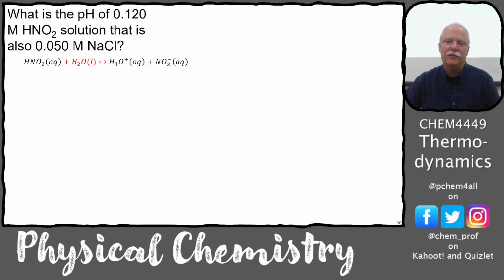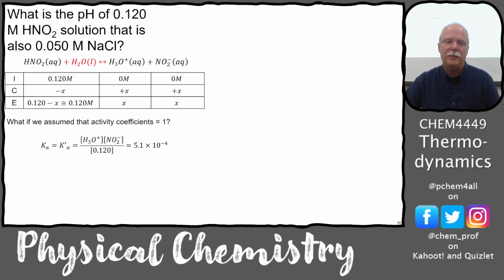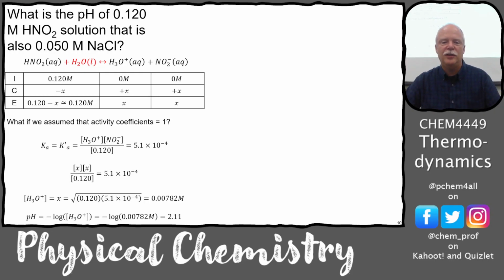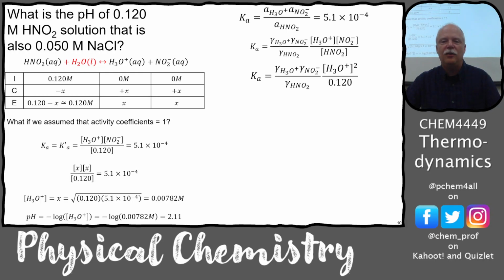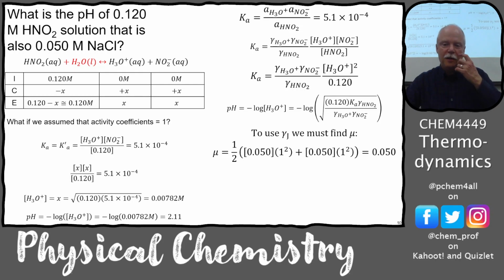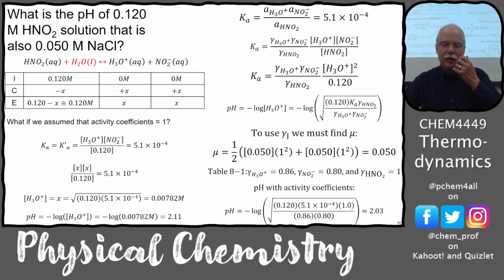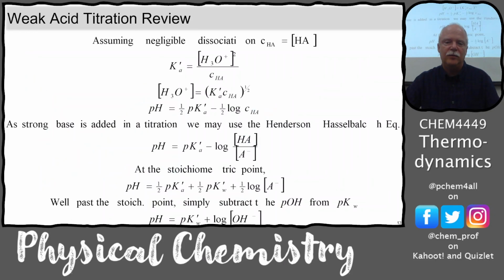There's other kinds of equilibria that we do, like acid-base chemistry. Here would be the concentration of hydronium ion without the activity coefficients. And so that would give us a pH of 2.1. If we take into account activity coefficients, we end up with 2.03. So it's not quite as acidic. Okay. What about titrations? So we'll skip ahead.